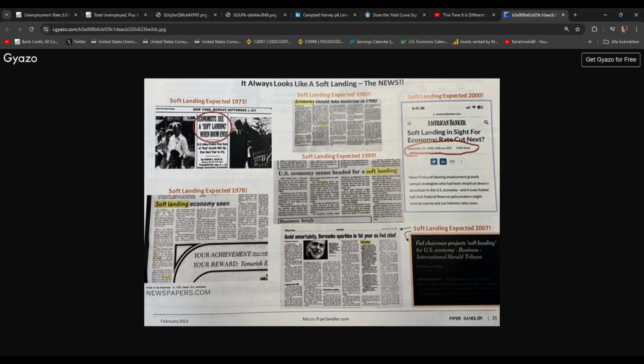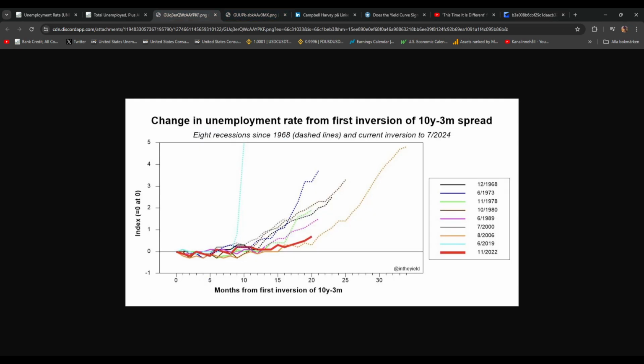Soft landing expected 2007, 2000, 1989, 1980, 73, 78. Here we go again, man. I mean, we can all see how this is gonna play out. The red line is gonna move up and it's gonna follow the orange line.